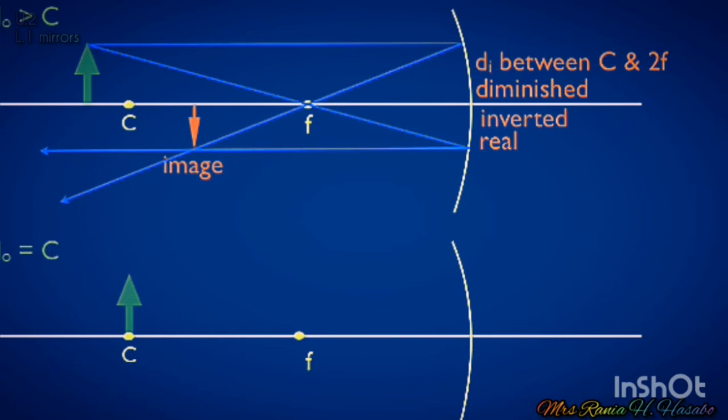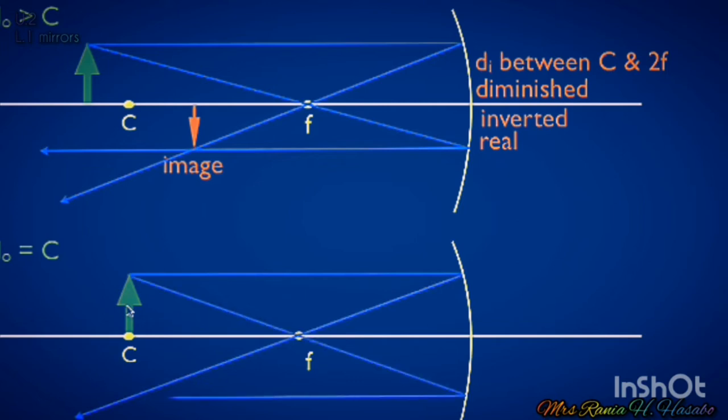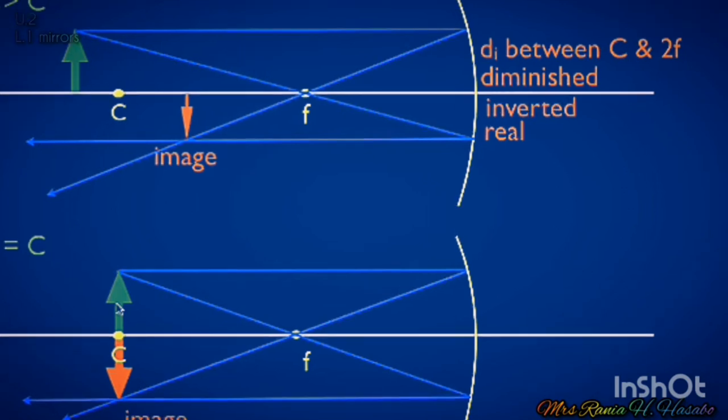Now we are going to examine the same things by moving the object and placing it at C. Draw the parallel ray, which reflects through F, and the ray through F, which reflects parallel. We note that the image is formed at the same place as the object, at C. The image must always be at C and be the same size and always be inverted and still a real image, which can be received on the screen.